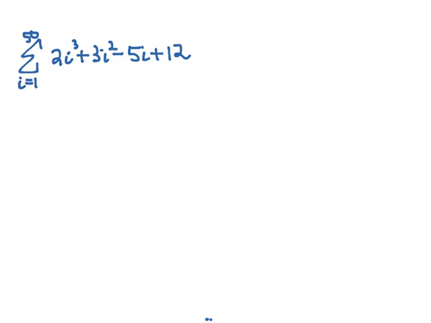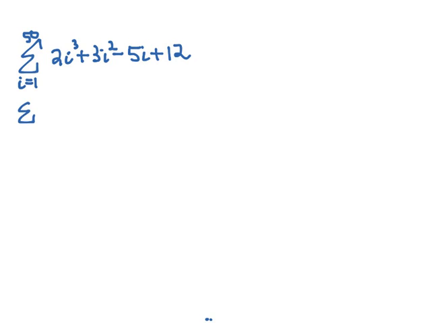In this example, we're going to find the sum from i equals 1 to 50 of 2i cubed plus 3i squared minus 5i plus 12. And we're going to work this example using the properties of sums. So the first step is to separate this summation problem into 4 separate sums using property number 3.